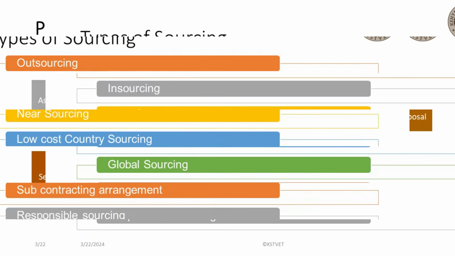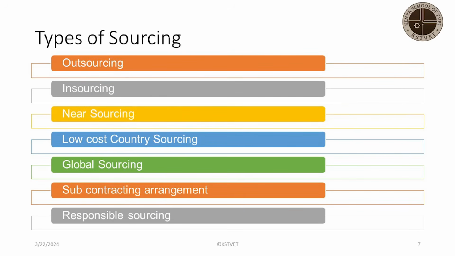Correct. So there are several types of sourcing used for acquisition of training resources, and they include: 1. We have outsourcing. Now, outsourcing refers to acquiring training resources outside the institution. 2. We have insourcing.